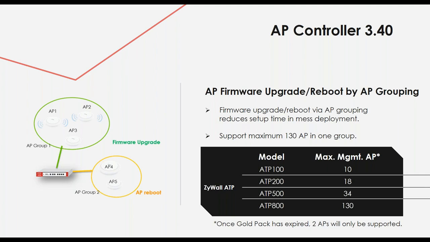The access point management is, once you are licensed, which obviously when you buy a new device for 1 year, it's licensed, or you are licensed up to the maximum number of access points there. If you don't renew the license, only two access points subsequently will be supported.